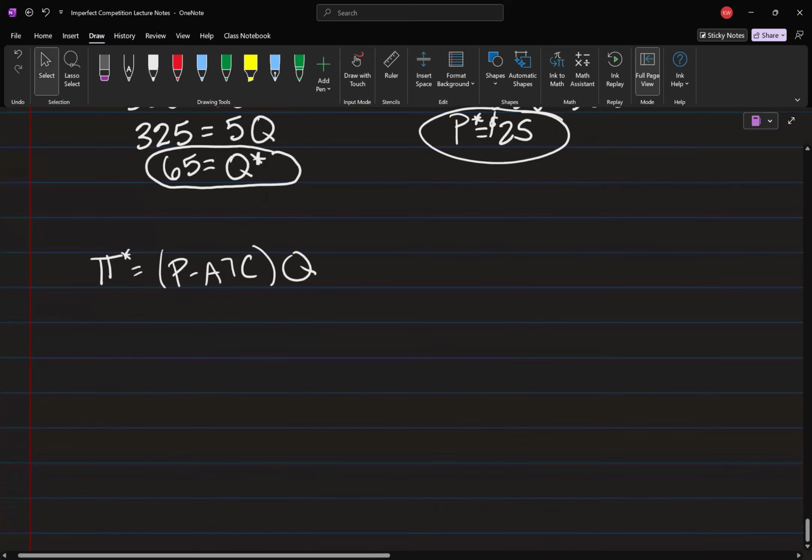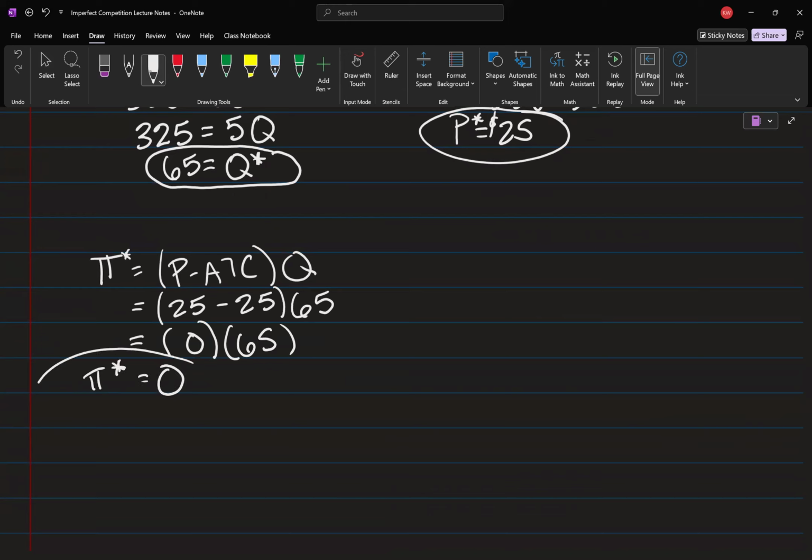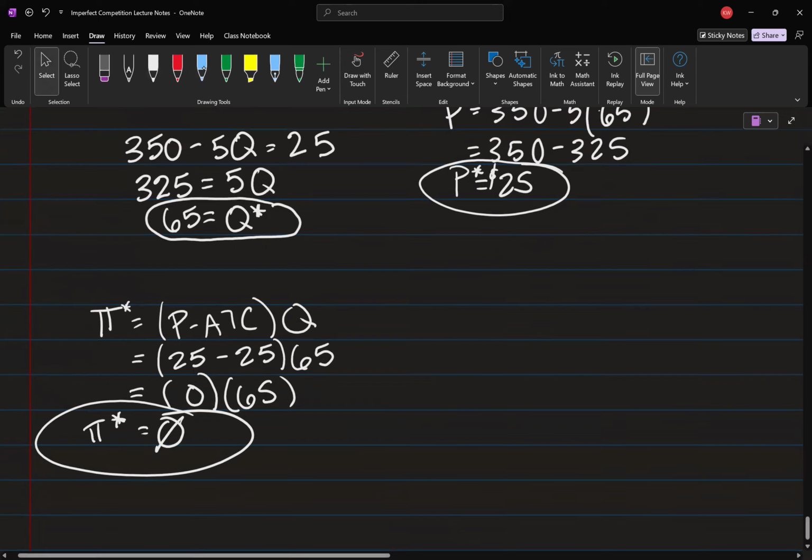We know that the price for our firms engaging in Bertrand competition is going to be $25. Their average total cost is the same as their marginal cost at 25, and their output is 65 units. 25 minus 25 gives us 0, times 65 is clearly 0. And so the market profit for our Bertrand firms is $0.